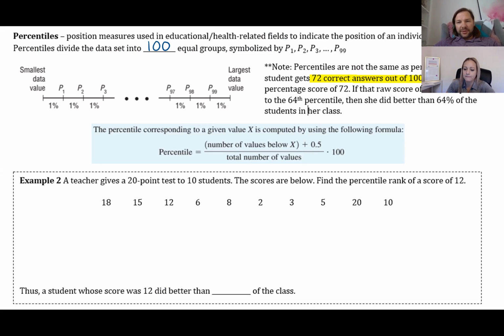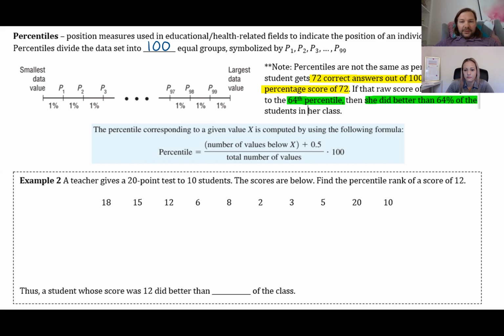So in this example, let's say a student scored 72 out of 100. They would get a 72%. Okay, that's just their score in the exam. But that doesn't tell how they did relative to the rest of the class. So if that raw score of 72 was in the 64th percentile, then that means that student did better than 64% of the people in her class.